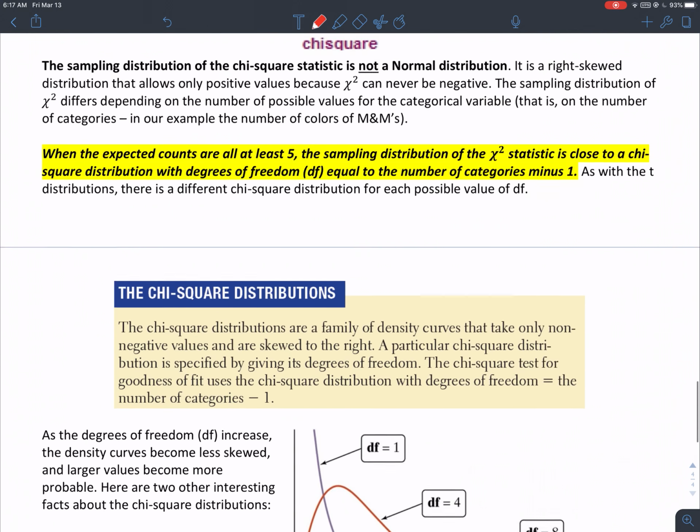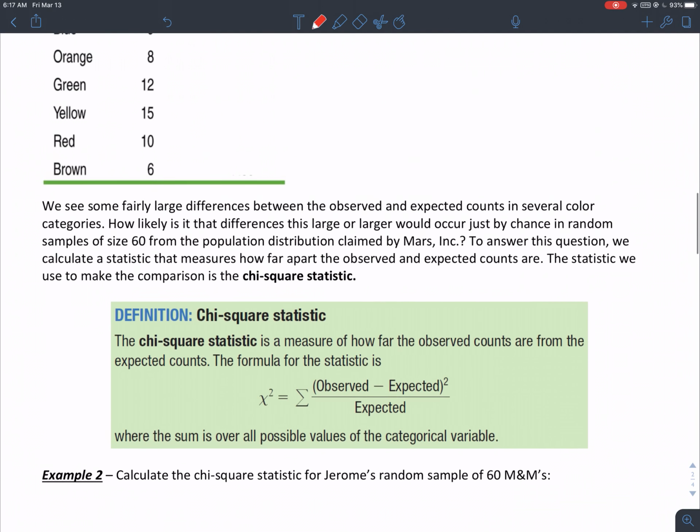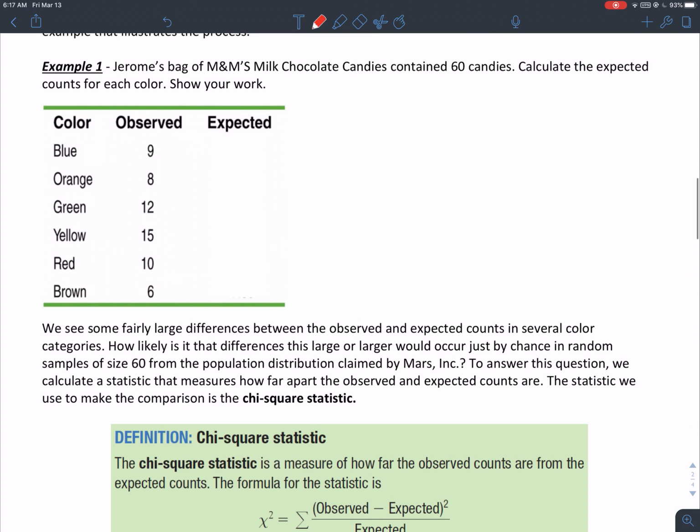Okay? So, again, how this works is we go here and we say, here's a hypothetical person, Jerome, who took a sample and got 60 candies. And we're saying calculate the expected values. So here's what Jerome saw in his bag. This totals 60. All right? And so now we want to go and do the same thing. I want to use Mars Company's claim and compare and calculate what should have happened if their claim is true. I'm going to assume their claim is true.